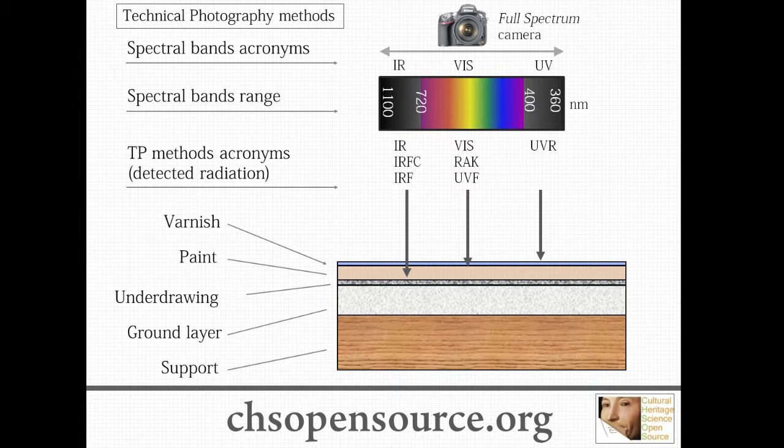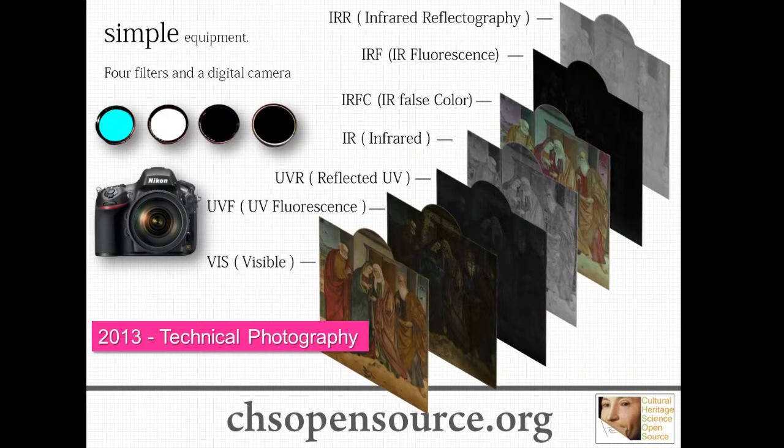So basically, it means that we can use a commercial, so also low cost, digital camera modified so that it sees through the ultraviolet to the near infrared. With this camera and a set of just four filters, we can obtain a series of technical photography on a painting: visible, UV fluorescence, UV reflected, infrared, infrared false color, infrared fluorescence, and infrared reflectography, actually with another tool. Each one of these scientific images provides different information on the art object that will be useful for conservation, for authentication, for the understanding of the materials.